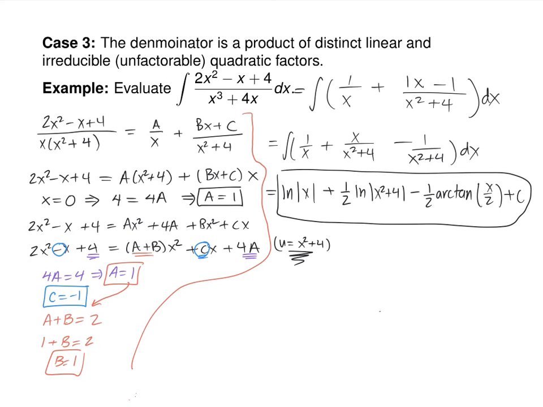And then, I was just going to say it. You don't need absolute values around the x squared plus 4 because x squared plus 4 is always positive. So if you left them off there, it's totally fine. Okay.